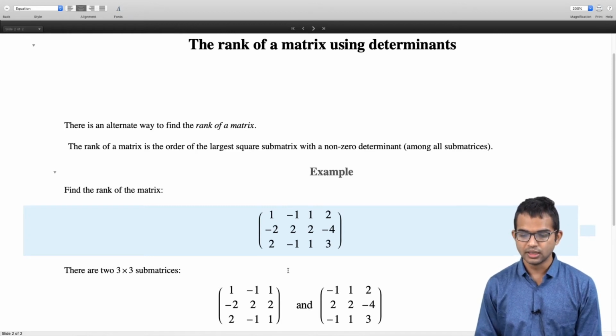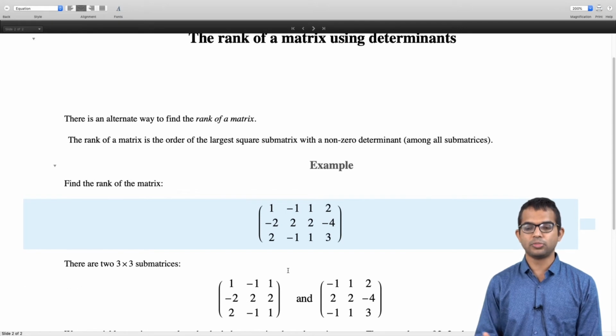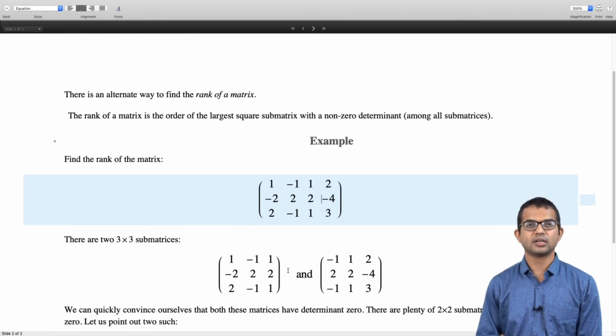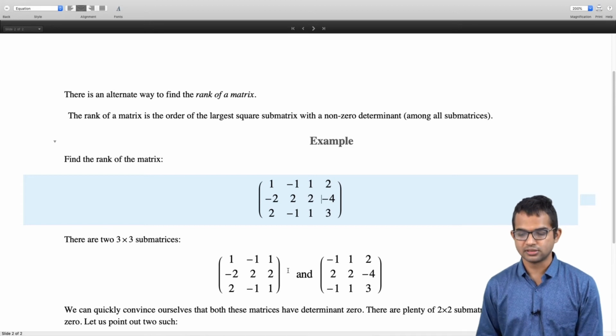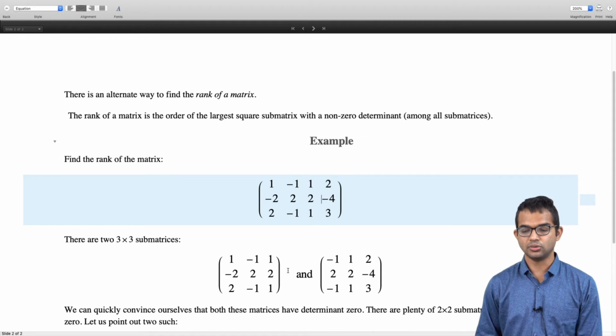So let's do this. You may want to pause your video and ask yourself, what are the determinants of these two matrices? Can you work this out without any elaborate calculation? We can quickly convince ourselves that both of these matrices have determinant 0. Why is that? If I look at the first row of this first matrix and the second row, I take this and multiply by -2.